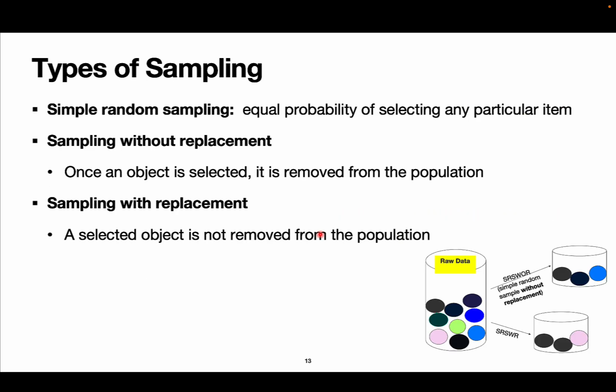More on sampling. In simple random sampling, there's an equal probability of selecting any item in the dataset. Sampling without replacement, so once the item is selected, it's removed from the dataset, so it doesn't get selected twice. But sampling with replacement is the opposite. We draw and put back in the dataset, so any item can be selected more than once.